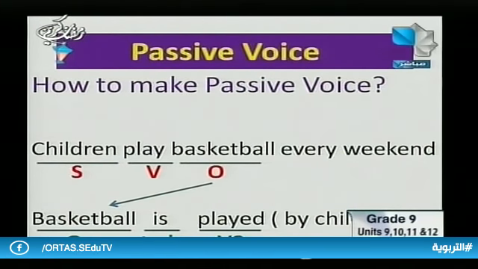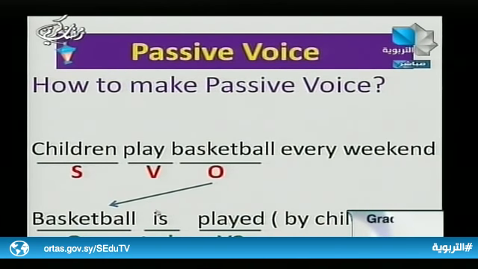Of course, in the active, we have in the sentence subject, verb, and object. For example, children play basketball every weekend. To turn it into passive, we make the object the first word in the sentence. It becomes basketball is played by children. Here we wrote object, verb to be, and verb 3, and then the rest of the sentence.